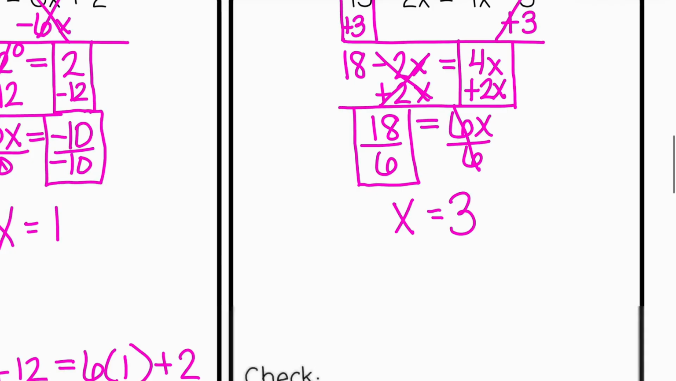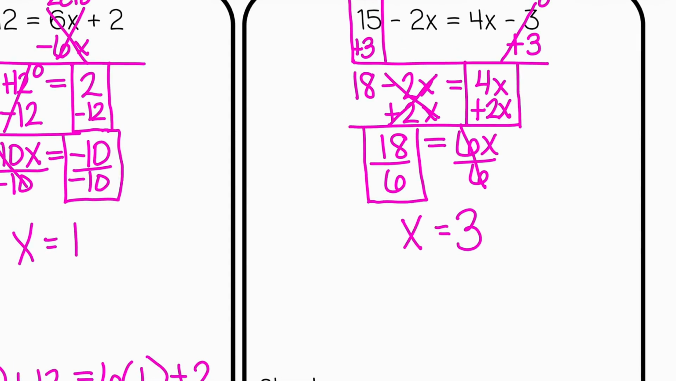Again, we can check our work, starting with the original equation. 15 minus 2, instead of the x, I'm going to put a 3 in parentheses because that's what we're checking, equals 4 times 3 minus 3.